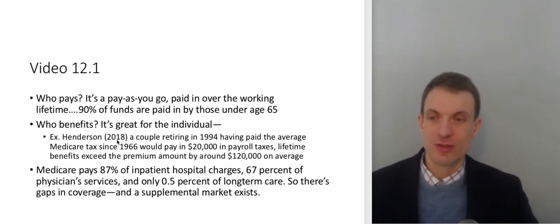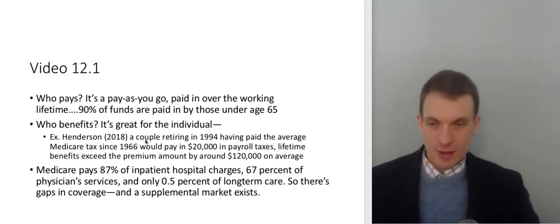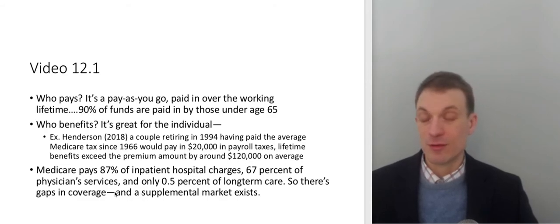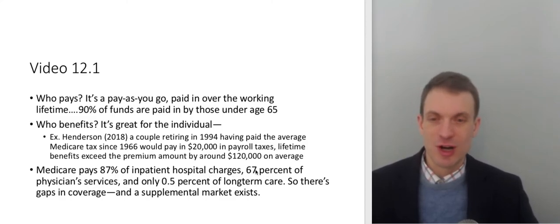Who benefits? Well, it's great for the individual. We have this example from Henderson of a couple retiring in 1994, having paid in at the average tax since 1966, who would have paid a premium of $20,000 through payroll taxes but would receive a benefit of something like $120,000 on average. So it's a tremendous deal for the patient. Medicare ends up paying something like 87% of inpatient hospital charges, 67% of physician services, but only 0.5% of long-term care. So there are substantial gaps in coverage, even between some of these programs.